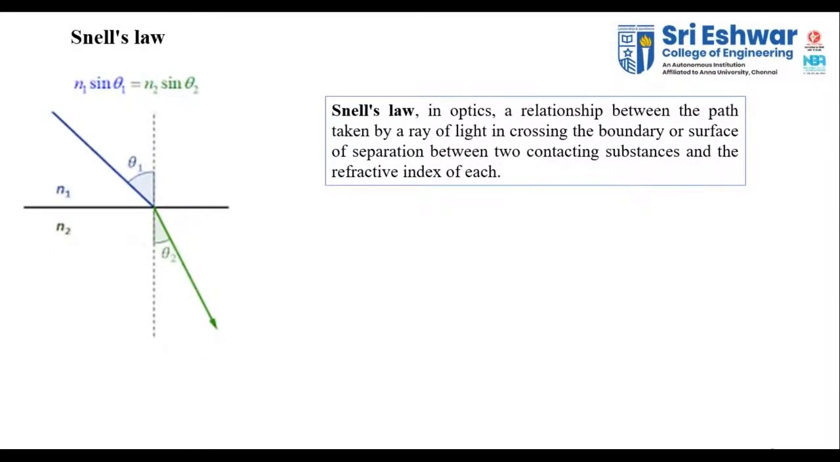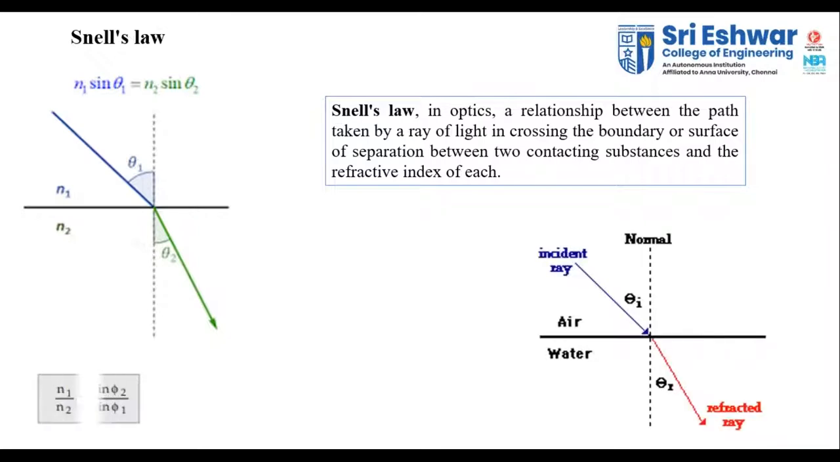The next one, Snell's law. What is the condition for Snell's law? The equation is N1 sine theta 1 is equal to N2 sine theta 2. That is the basic equation. So what is N1 by N2? We may expect some simple problems for 2 marks in exams, not 16 marks or 8 marks problems. With the help of the small basic formula, we can directly apply and solve problems for 2 marks.